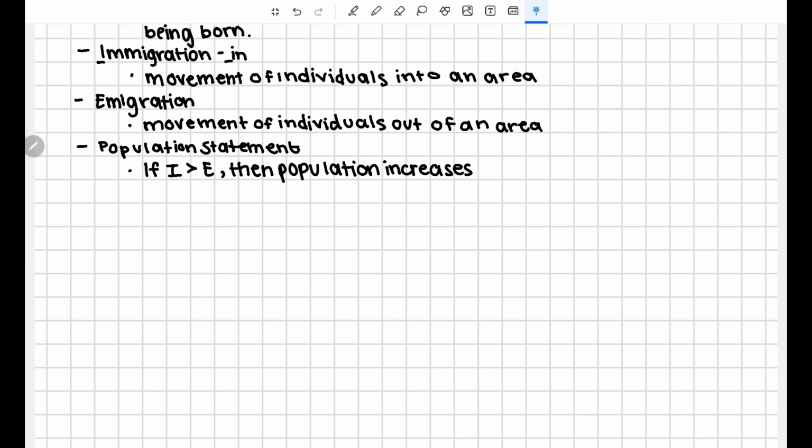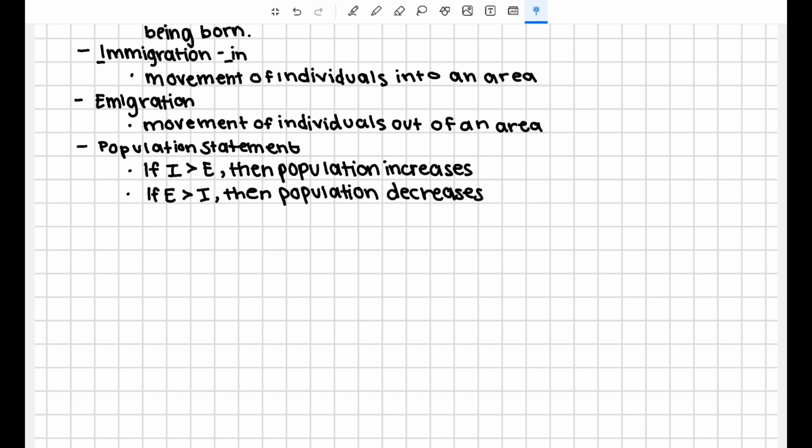So moving on to our population statement, if the immigration rate is larger, higher than the emigration rate, then the population is going to increase because there are more individuals that are moving into the area. In that same way, if the emigration rate, the movement of individuals out of an area, is larger than the immigration rate, the movement of individuals into an area, then the population size is going to decrease because there are more individuals leaving the area.